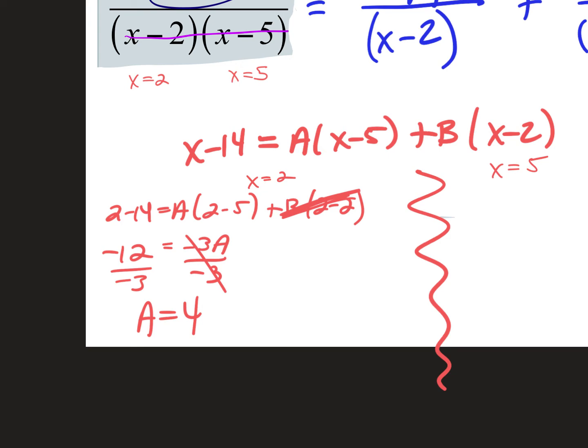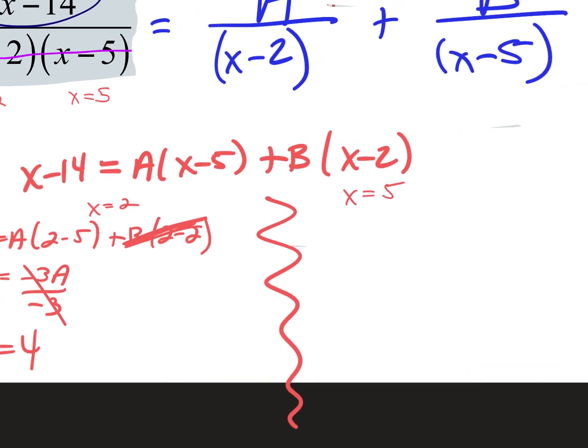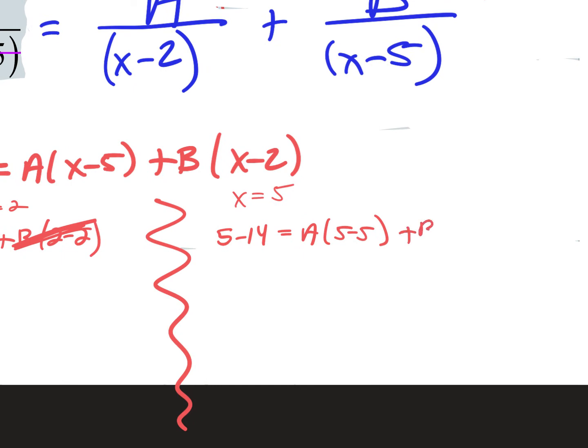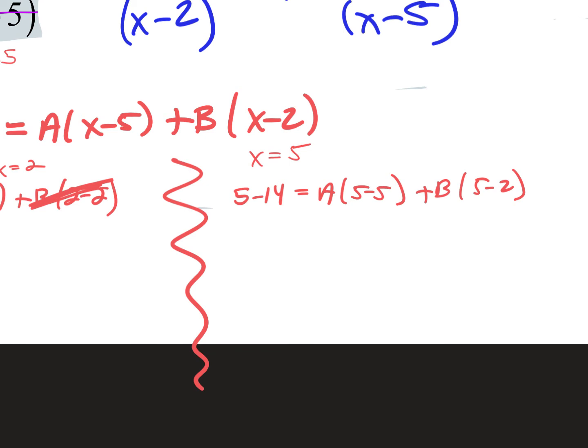Every single time, guys, you should only have one variable left. If you have 3, then 2 of them should cross out. So here, I'm going to start off with 5. So 5 minus 14 equals A times 5 minus 5 plus B times 5 minus 2. What's 5 minus 14? Negative 9 equals, what happens with 5 minus 5? Cancels out. And then 5 minus 2 is 3, so 3b. Yep. Divide both sides by 3. What does b equal? Negative 3.